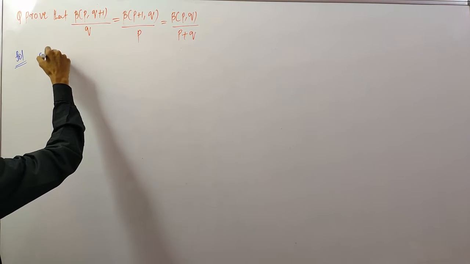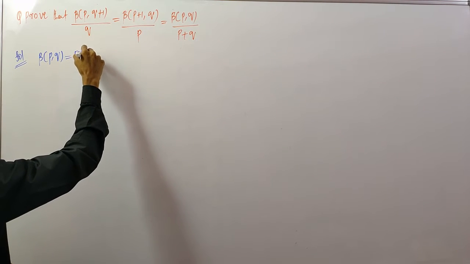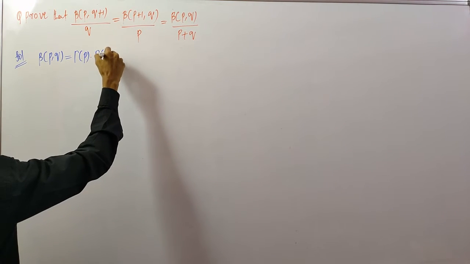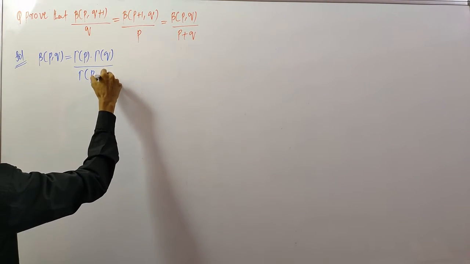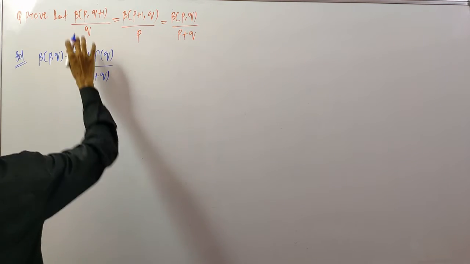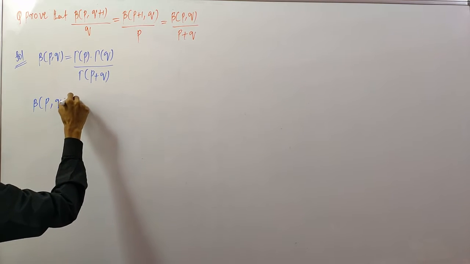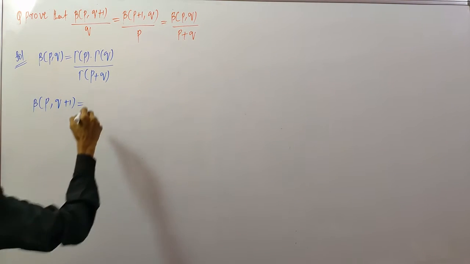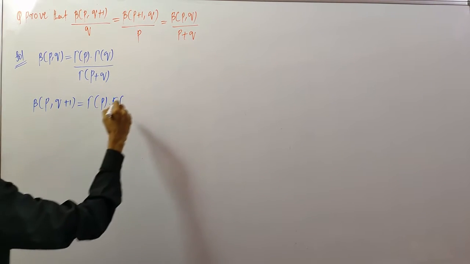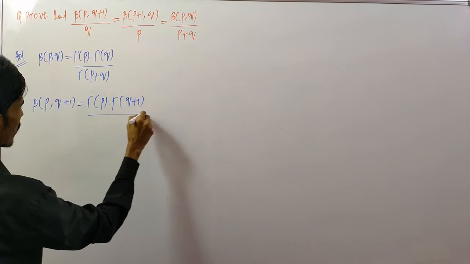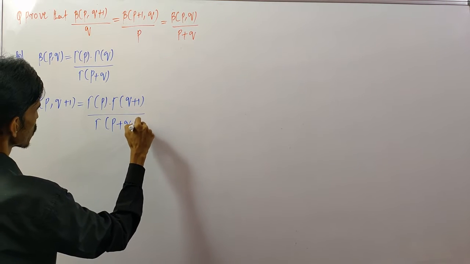We know that beta of p comma q can be written as gamma of p into gamma of q divided by gamma of p plus q. Now here we have beta of p comma q plus 1. So by this formula we have gamma of first term p, next gamma of q plus 1, divided by gamma of sum of these two, p plus q plus 1.